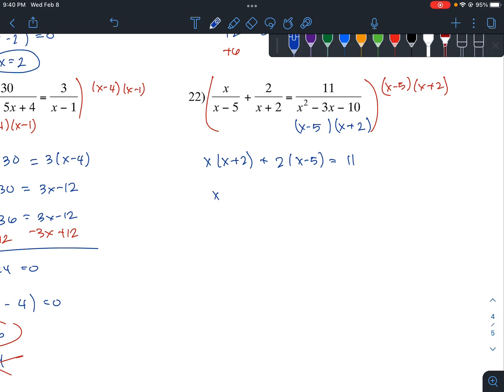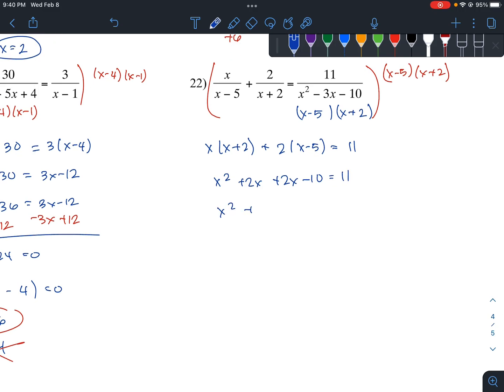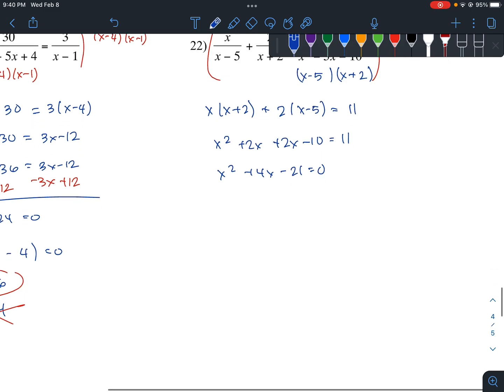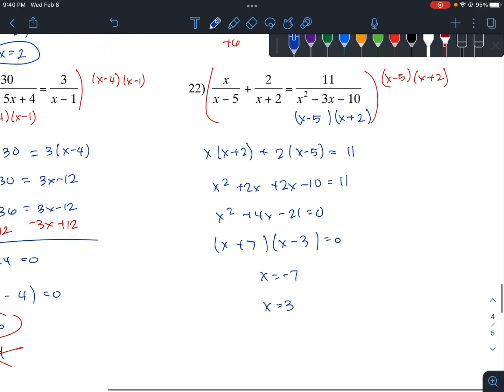Okay, and then I'm going to do x squared plus 2x plus 2x minus 10 equal to 11. So I have x squared plus 4x. And since this is minus 10, I'm going to subtract 11 from that. So it's going to give me minus 21 equal to 0. Let's factor this. So two numbers that multiply to be negative 21 and add to be positive 4. Sounds like that's going to be plus 7 and minus 3. So x will be equal to negative 7 and x will be equal to positive 3. Make sure that they work up here. So x cannot be equal to negative 2 or positive 5, which is neither of these numbers.